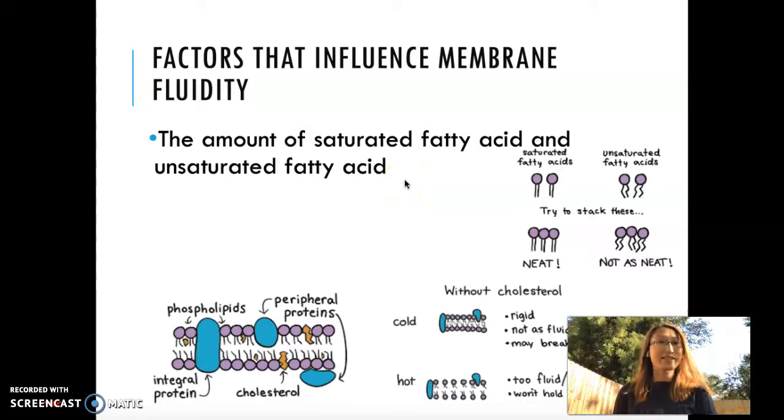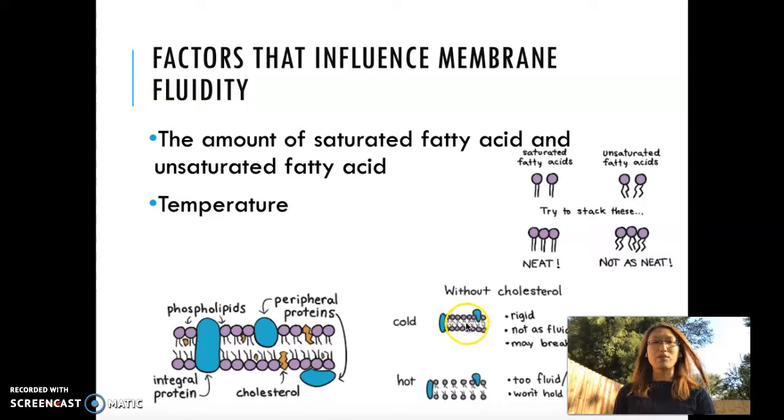Okay, as a summary, things that influence membrane fluidity. This is really important because this is biology. Ultimately, we got to talk about what happens inside our body, right? So we have the amount of saturated fatty acid and unsaturated fatty acid. Again, if you have more saturated fatty acid, it will decrease membrane fluidity. Your membrane will become more solid more easily. Unsaturated fatty acid increases membrane fluidity, as you can see in the picture on the right side. These are your unsaturated fatty acid. They can't pack together as easily.